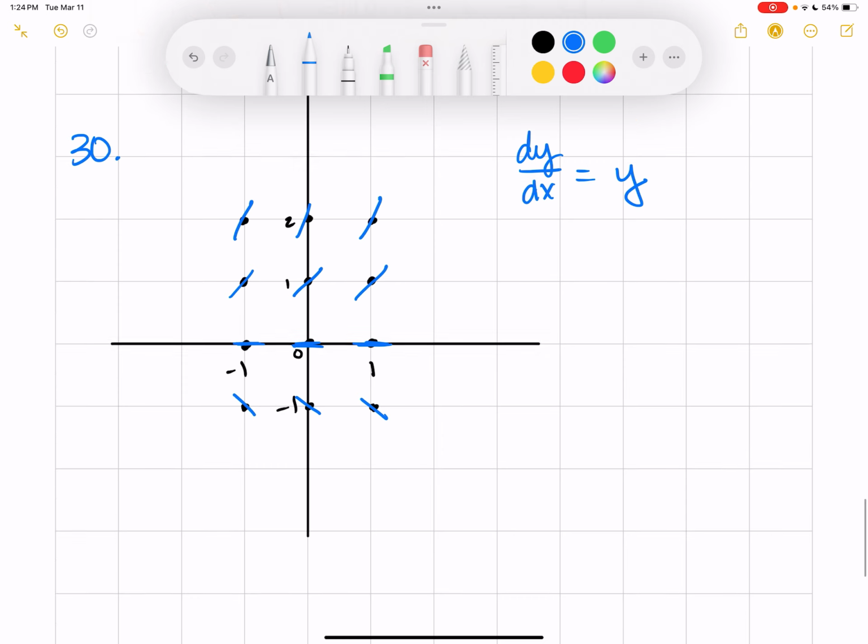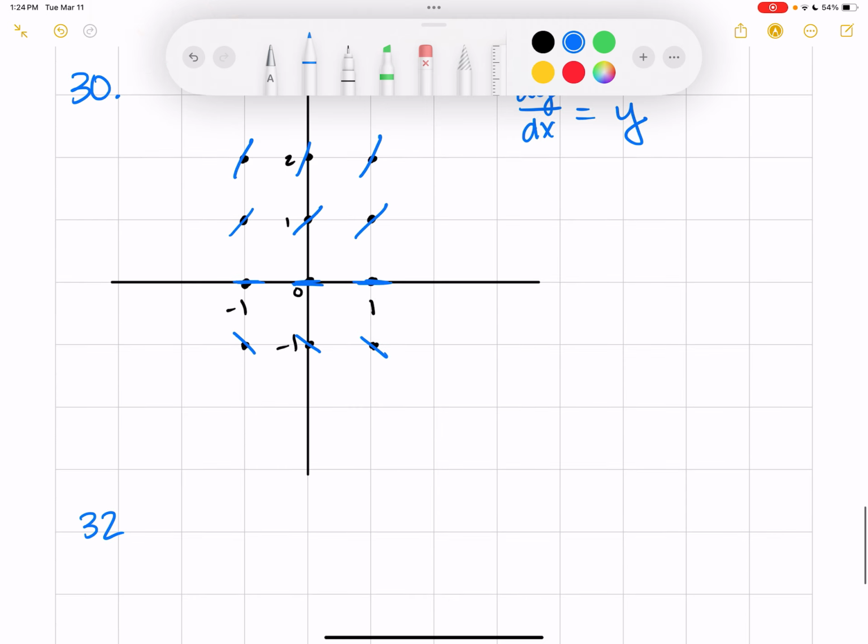But we'll start with 32 when we come back, and then we might finish this stuff up later. We will see.